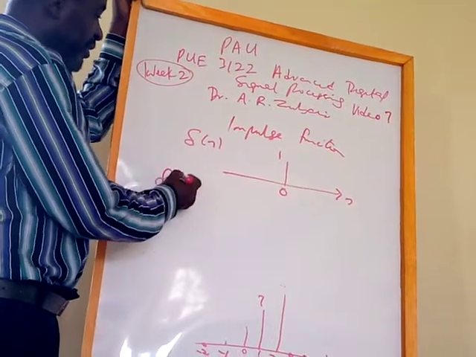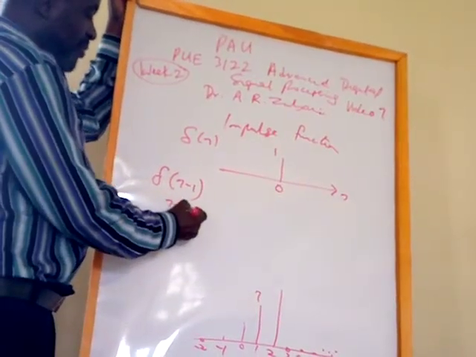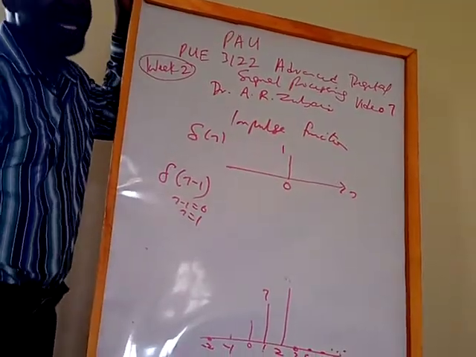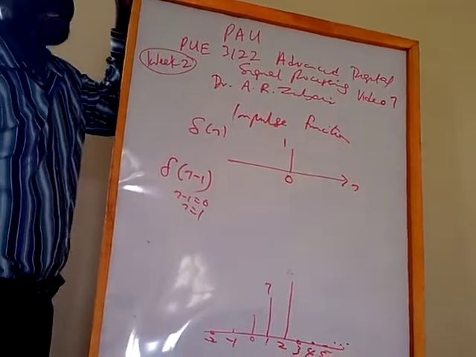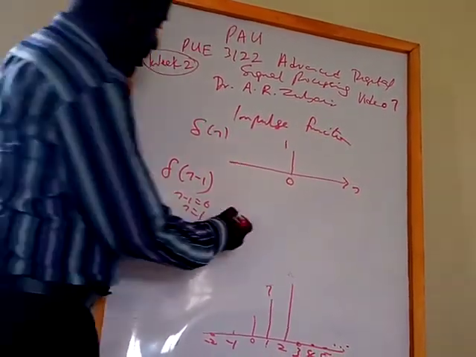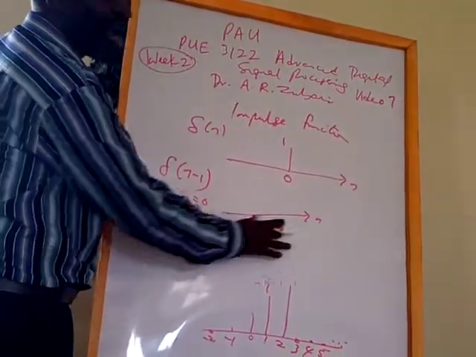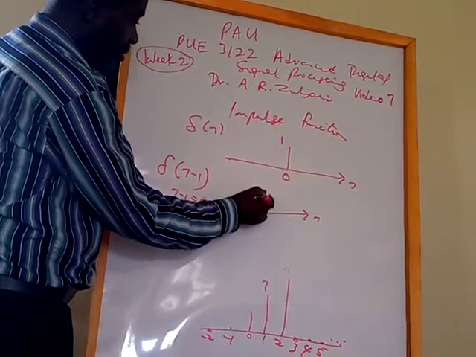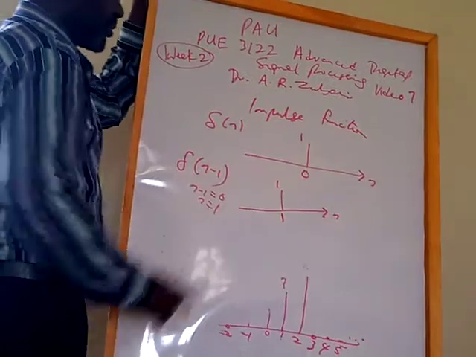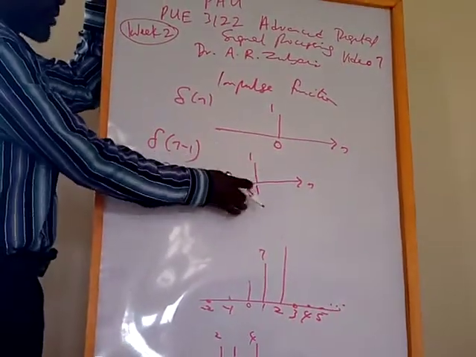We can do shifting, delta of n minus 1. That means n minus 1 equals 0, n equals 1. We are not saying n is equal to 1. We are saying shift: whatever is at 0, shift it to 1. This is supposed to be a horizontal line, don't mind my drawing. So the 1 will no more be at 0; it will now be at 1.